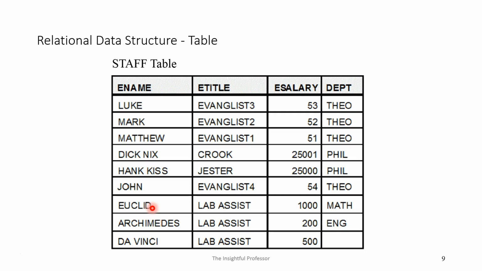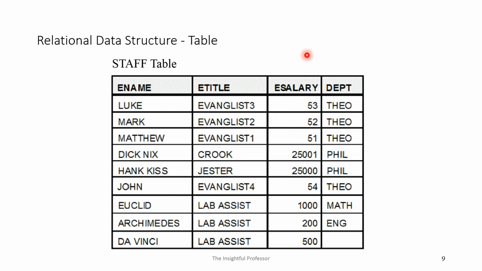What we have is a table called staff, kind of an employee table. Here are the names of the columns. There's a column called e-name, e-title, e-salary, and department. E-name contains the name of an employee. So when we talk about the table, we talk about columns, we talk about rows. Here's the big picture. Notice the data type would be character for e-name and e-title. It would be numeric for e-salary.